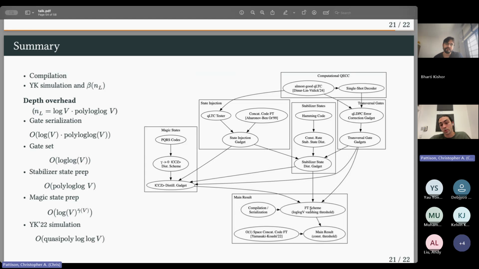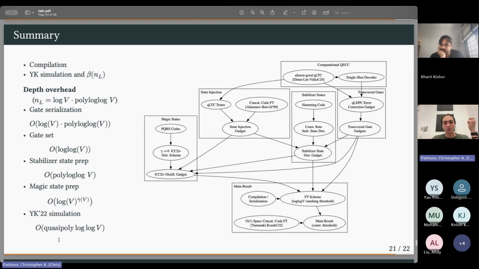So what we can do is actually simulate our scheme. We can concatenate with the Yamasaki-Kawashi constant space overhead fault tolerance scheme, just to reduce the error rate that our scheme sees by a little bit. What that means is that everything slows down by the time overhead of the Yamasaki-Kawashi scheme. The time overhead is related to the amount of error suppression that you demand for the scheme, and in our case, it's quasi-polylog log of the number of gates in the circuit that we'd like to simulate.